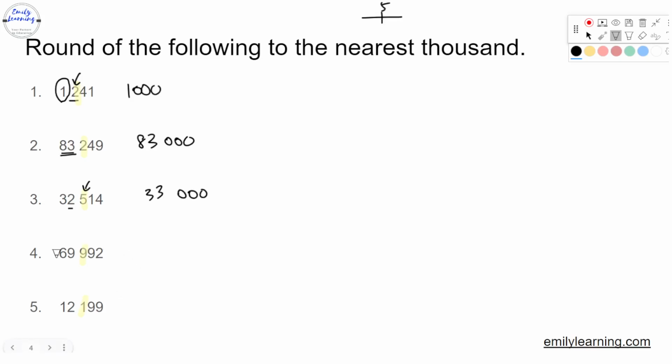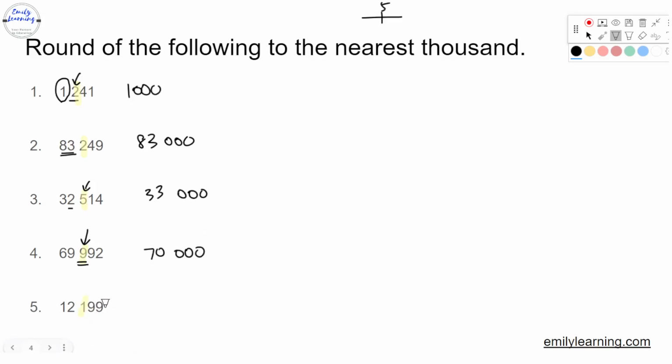All right. Next, moving on to this, I have 69,992. So because I'm rounding off to the nearest thousand, I'll check the hundreds place, which is 9, and 9 is greater than 5. Okay, so because it is greater than 5, I'll be rounding up. So 69, I'll round up by 1,000, it will become 70,000.